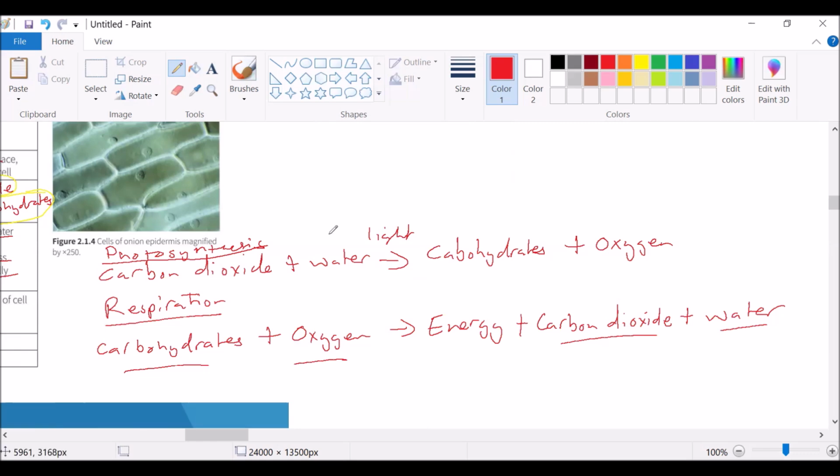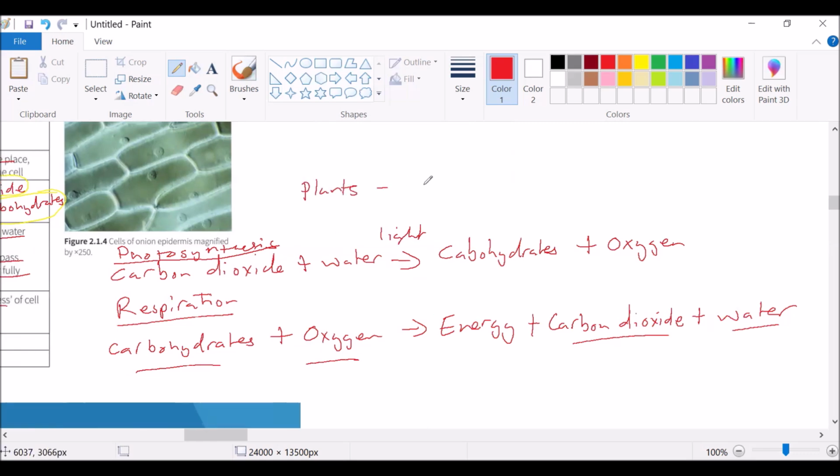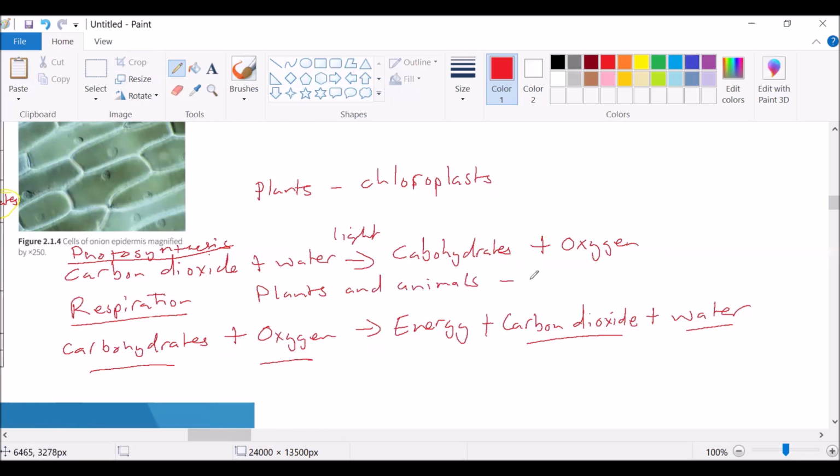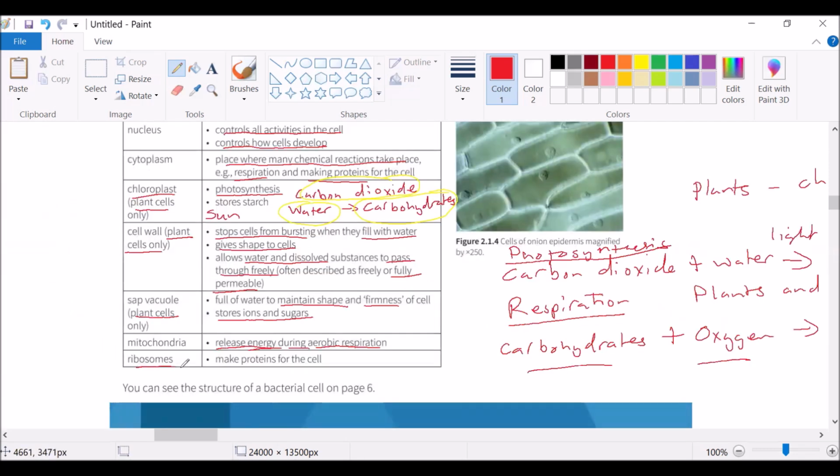And photosynthesis is carried out in plants only, in chloroplasts, which are the green pigments we see in leaves. And respiration is carried out in both plants and animals, in mitochondria, and is a process that is responsible for providing energy to all living organisms. The ribosomes are responsible for making proteins for the cell.